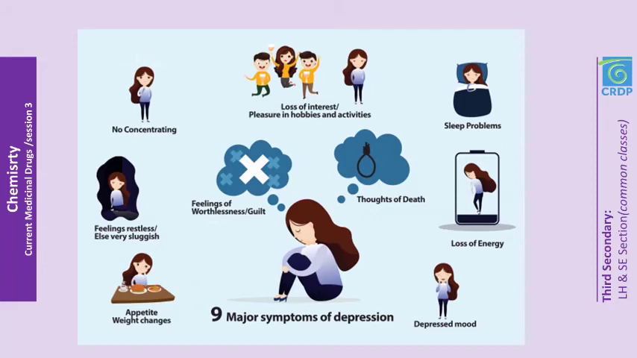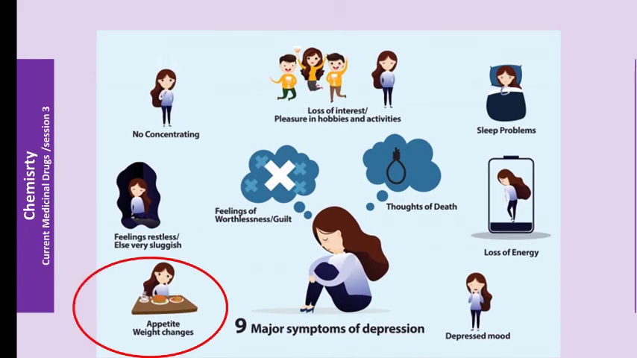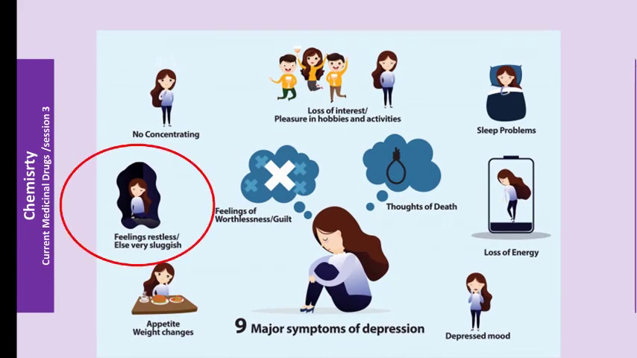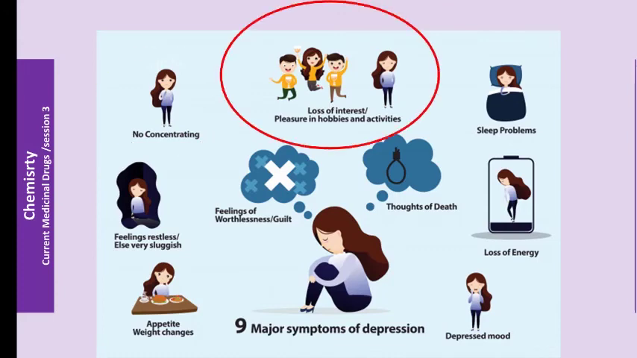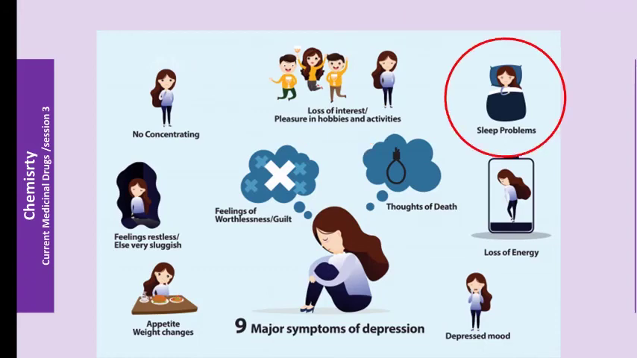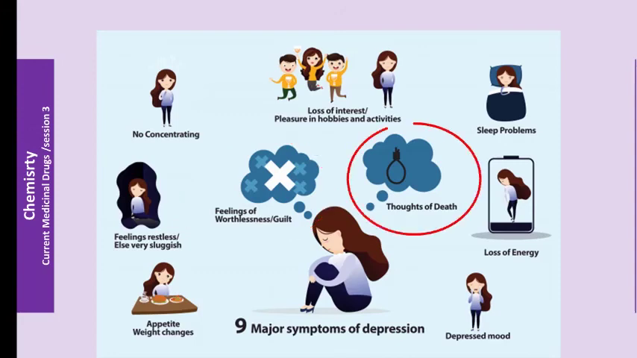Depressed people usually suffer from 9 major symptoms, which are appetite and weight changes, they feel restless, they can't concentrate well, they lose interest and pleasure in hobbies and activities, they suffer from sleeping problems, they feel a loss of energy, they're always in a depressed mood, they have feelings of worthlessness and guilt, and they may have suicidal thoughts. So they think a lot about death.